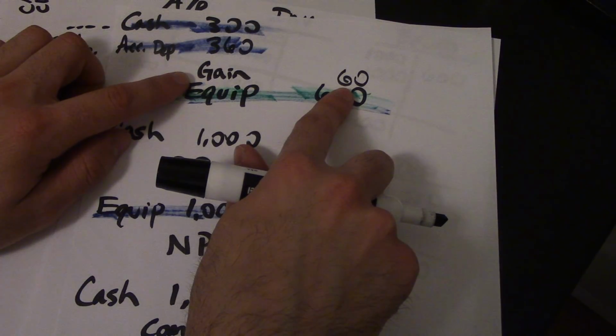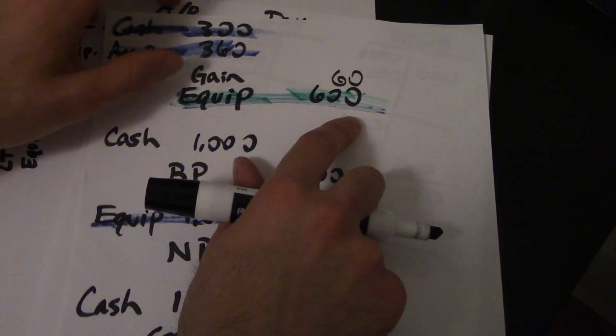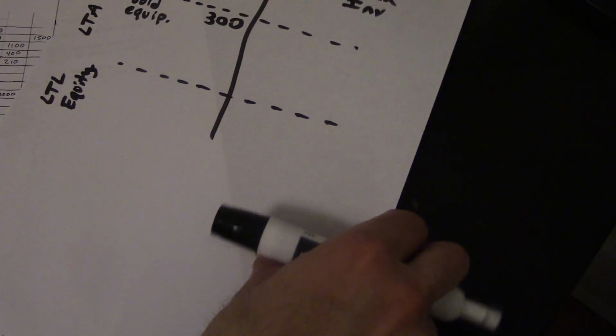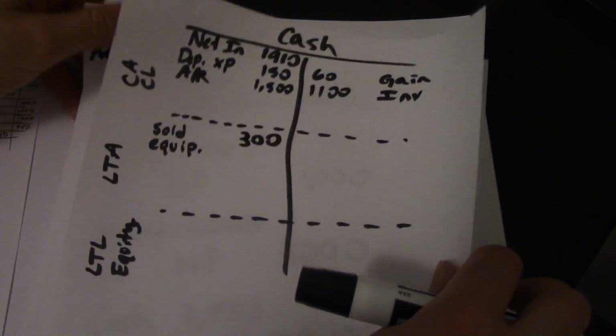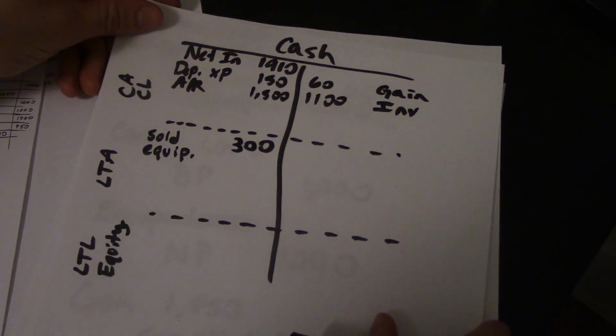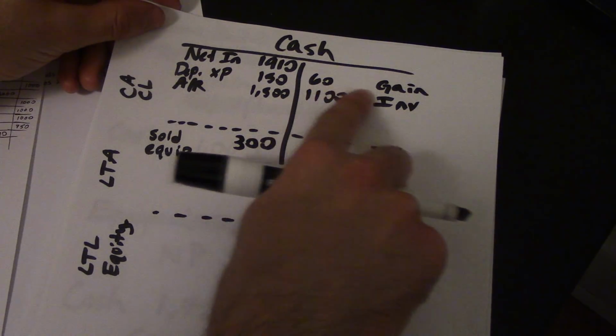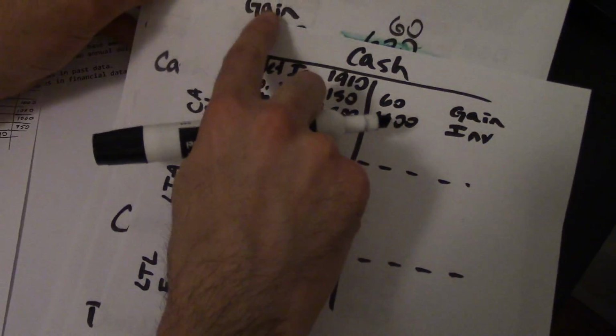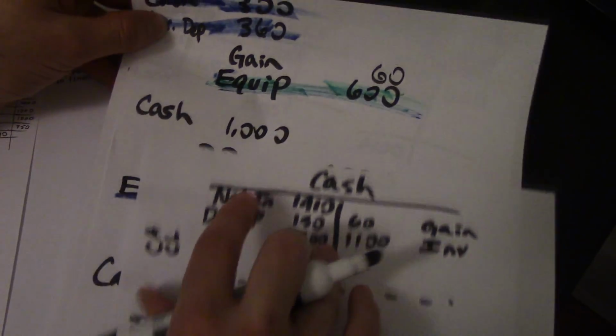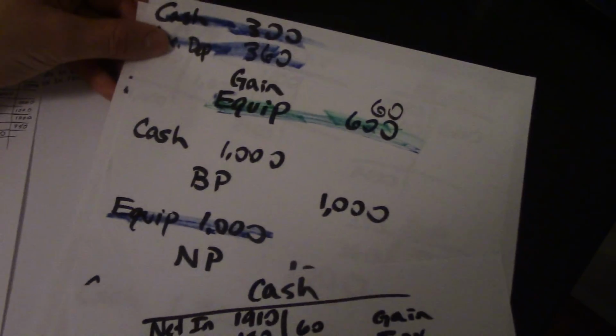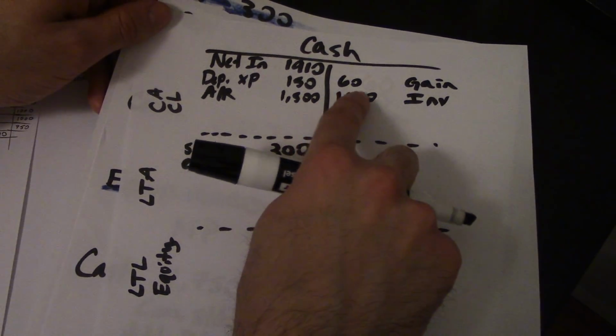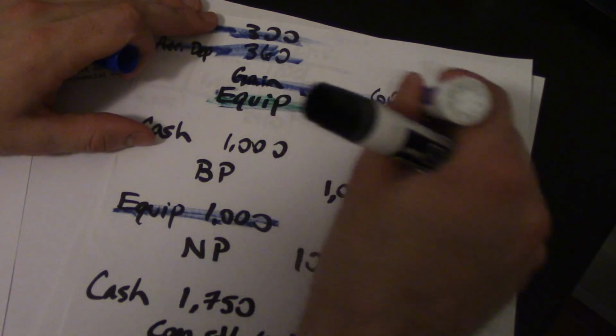We've got a $60 gain. Where does that go? Well, that goes on our cash flow or our cash T account, and we credit the gain. As you can see, we credited the gain here for 60 bucks, and that's exactly what we did here. So we've already accounted for it, so we can ignore it.